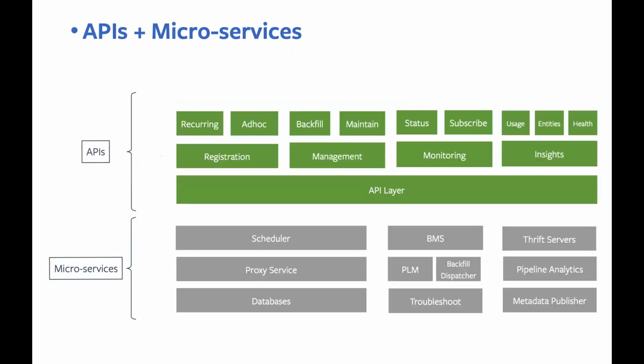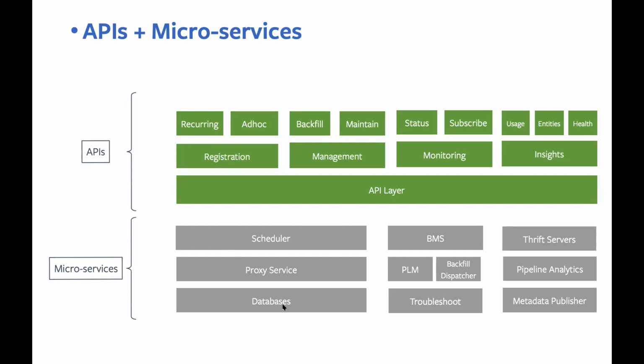So this is a new view of the system. It will be an API layer plus microservices. In the API layer, we support different scenarios, like registration of the pipeline, management of the pipeline, monitoring, and also providing insight into the pipeline. And then we have microservices that serve different purposes. We have the scheduler doing the scheduling, and a process service exposing the data, pipeline metadata, and pipeline status.